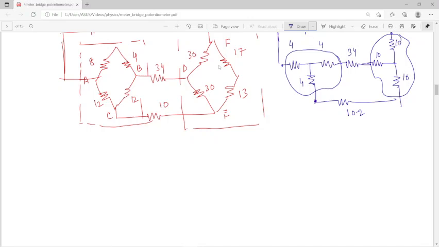Now we can move to the potentiometer. I will send you some problems where you can solve them by star-delta conversion. There are some definite problems given. So if you practice them, that would be okay.